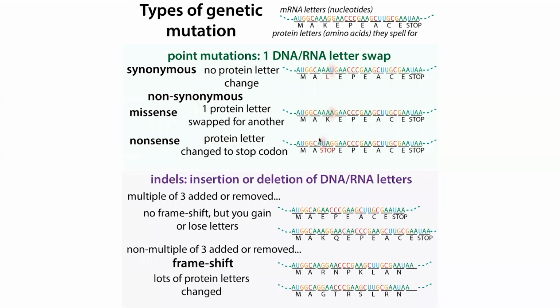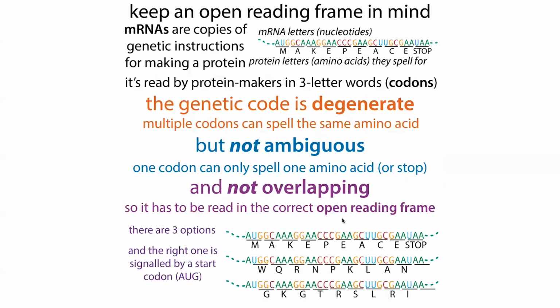So this can happen with a point mutation, or it can happen if you have an insertion or deletion where you get a frame shift. Because you're in these chunks of 3, if you add or delete something that's not a multiple of 3, so like a 1 or a 2, then you're going to introduce a frame shift. Basically, the genetic code is not overlapping, so the ribosome needs to know where to start with that start codon, and then it reads 3 by 3 by 3 by 3 by 3.